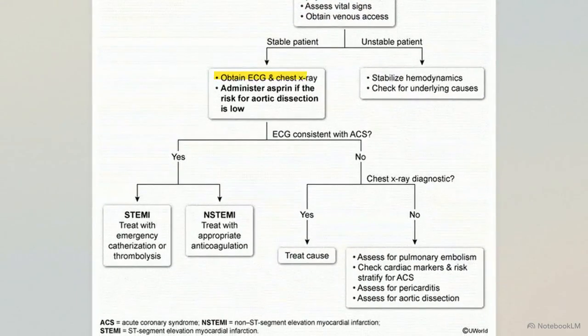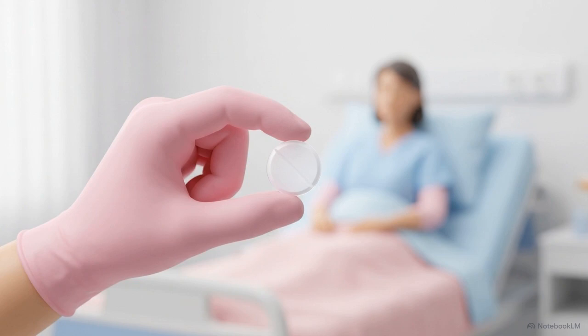Two actions are non-negotiable within 10 minutes of arrival: obtaining a 12-lead ECG and drawing baseline troponin levels. Provided the clinical evaluation shows a low risk for aortic dissection, aspirin must be administered immediately during this initial window.